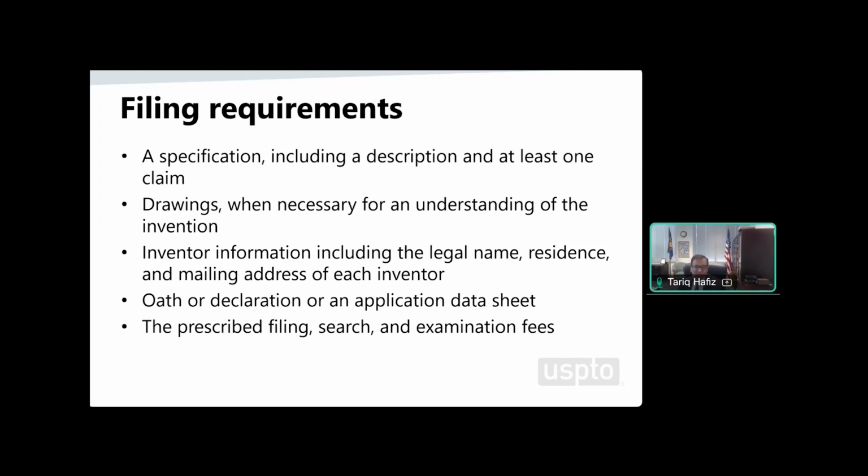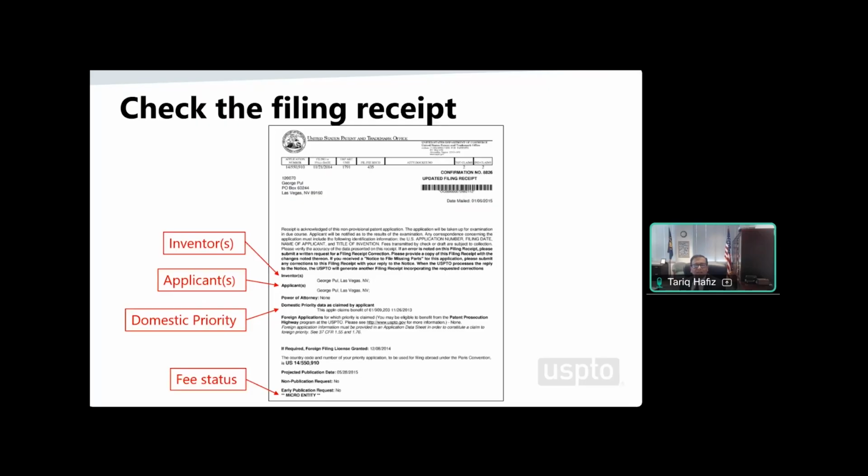There are more fees to file after the original filing. Nucleotide and amino acid sequence listings when necessary. Large tables of computer listings when necessary. Appropriate fees. So once you file all this, you should be getting a filing receipt. So what does your filing receipt look like? So this is it right here.